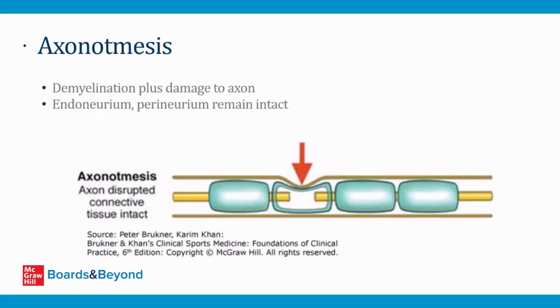The next level up in terms of severity of peripheral nerve damage is called axonotmesis. When this happens, there's demyelination, just like we talked about in the last slide, but also damage to the axon. So this is depicted here in this image. This is myelin again. We've got damage to the myelin sheath, and we've also got damage to the axon. But these surrounding structures, like the endoneurium and the perineurium, remain intact. That's the definition of axonotmesis.